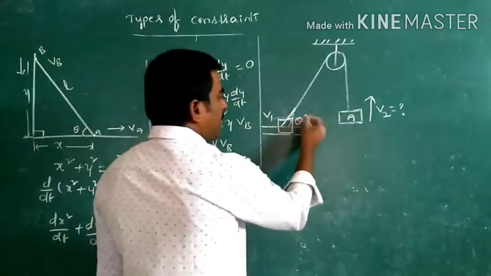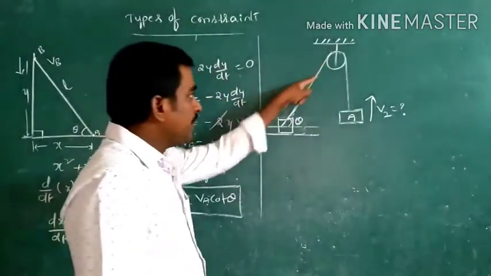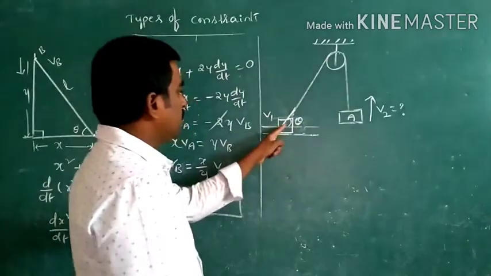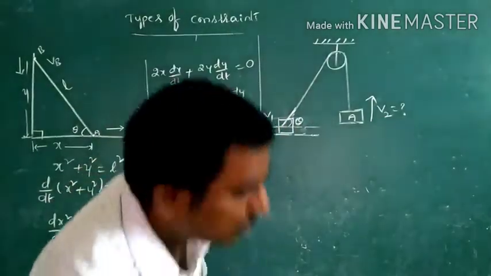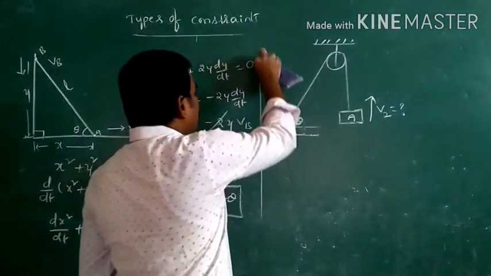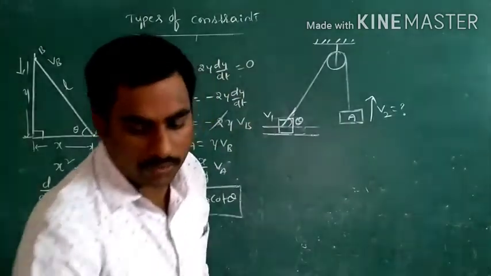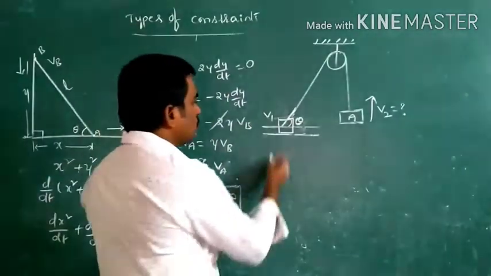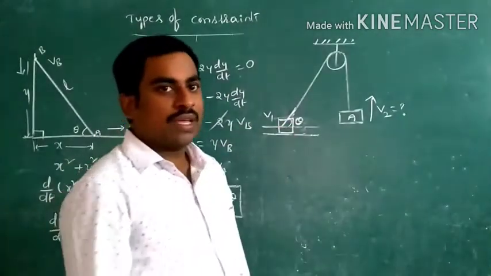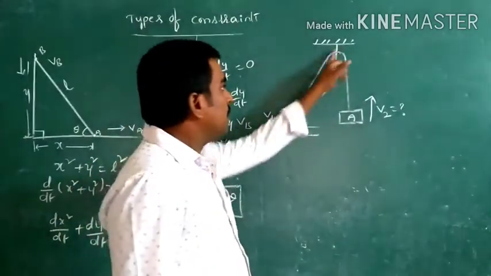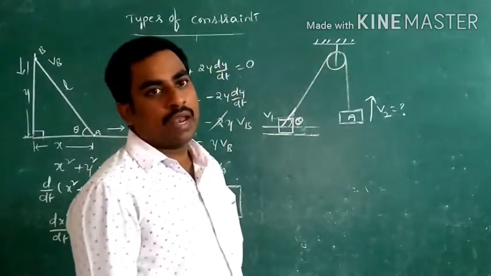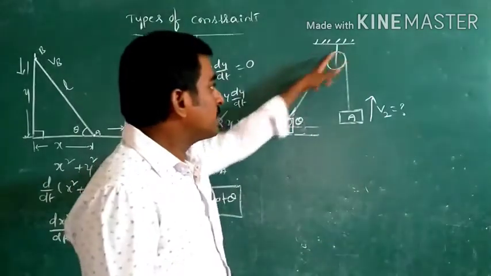The horizontal makes an angle theta. This thing makes an angle theta with the horizontal. This block moves in this direction. Now what is the velocity of the block? Here let us assume there is a point. The velocities along their lengths are equal.